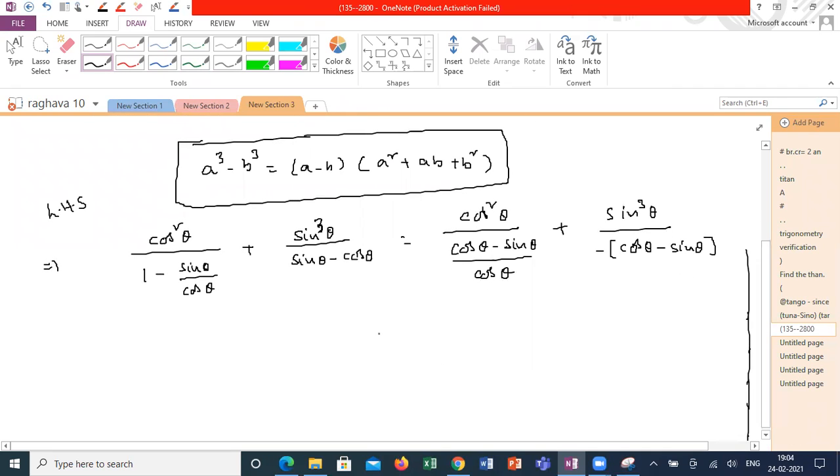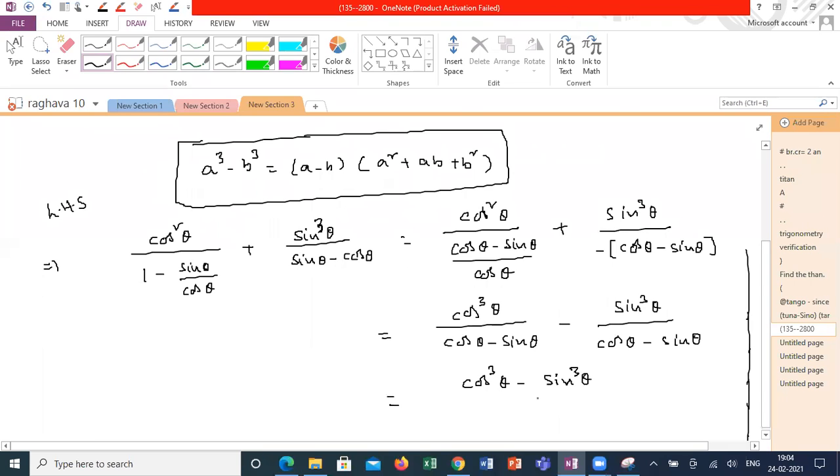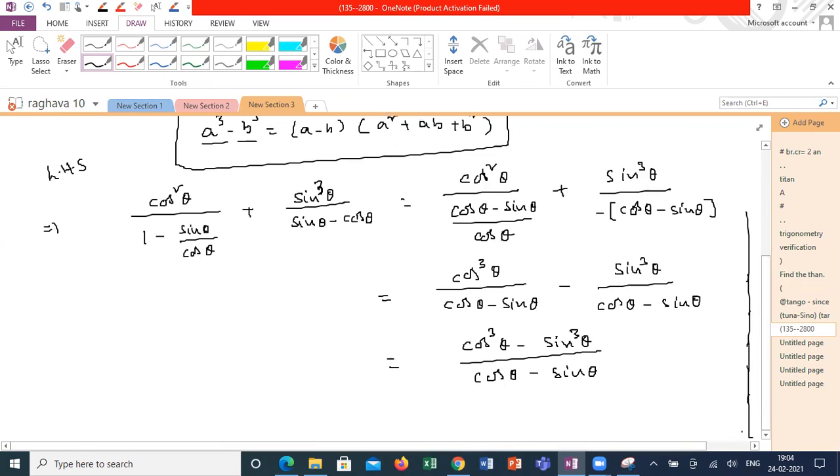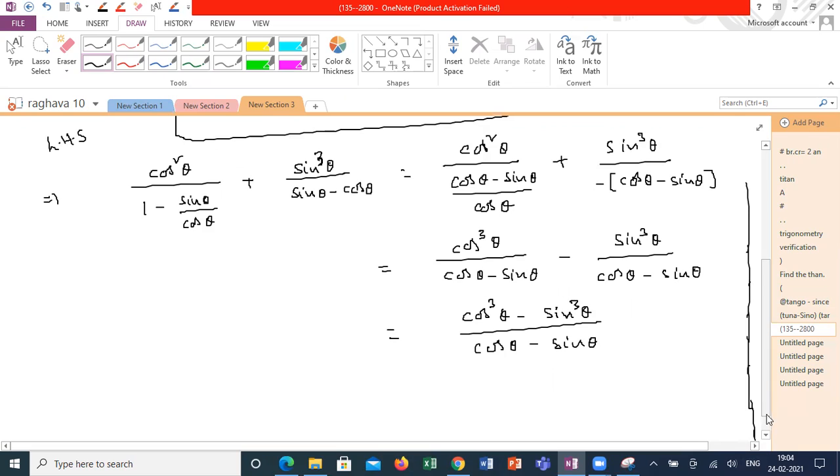Got it? So this will become cos cube theta divided by cos theta minus sine theta minus sine cube theta divided by cos theta minus sine theta. Both denominators are same, so I can write cos cube theta minus sine cube theta divided by cos theta minus sine theta. Your numerator looks like a cube minus b cube. Applying the formula, it is a minus b into a square plus ab plus b square.